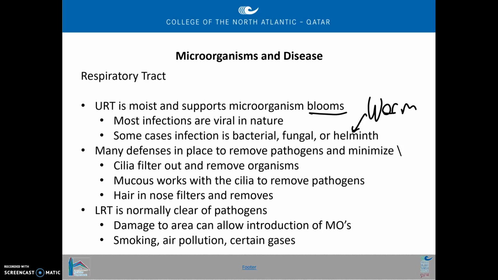The lower respiratory tract, LRT, that's normally clear of pathogens. So again, that part is what we consider sterile. We can, however, be subject to infections down in the lower respiratory tract if there's damage to the area or we somehow allow microorganisms to get in there. Also, things such as smoking, air pollution, and certain gases can cause damage in your lower respiratory tract, and that can increase your chances of getting bacteria in there and getting an infection and causing pneumonia.